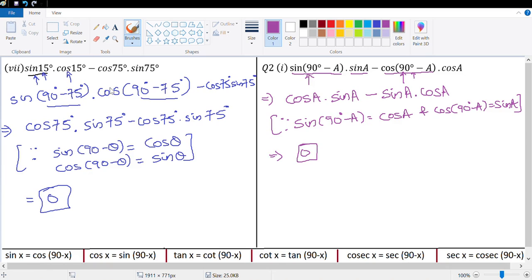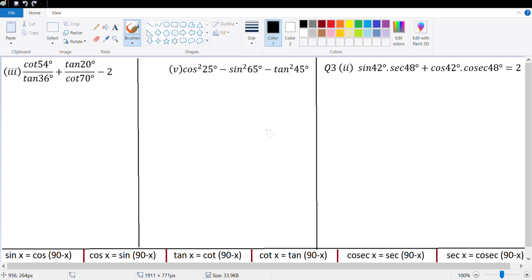Let's look at the next question. The next question that we do is question number 2, part 3. It says cot 54 degree upon tan 36 degree plus tan 20 degree upon cot 70 degree. So let's change this in both of them into tan. So this becomes cot, let's write this in the form of 90 minus theta.